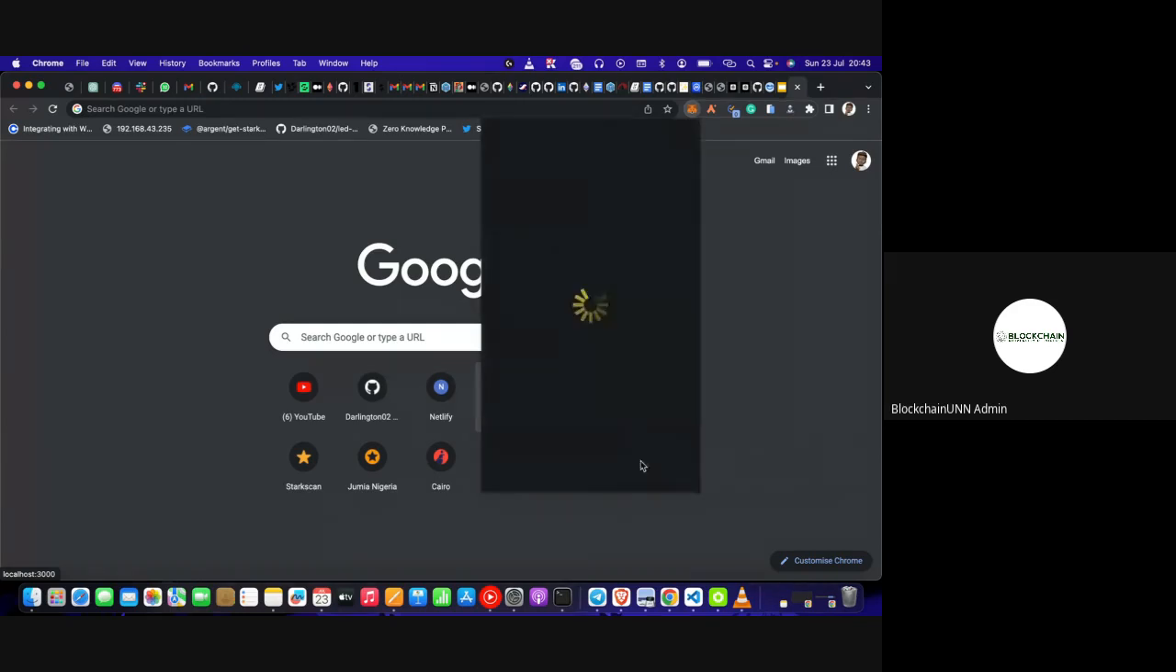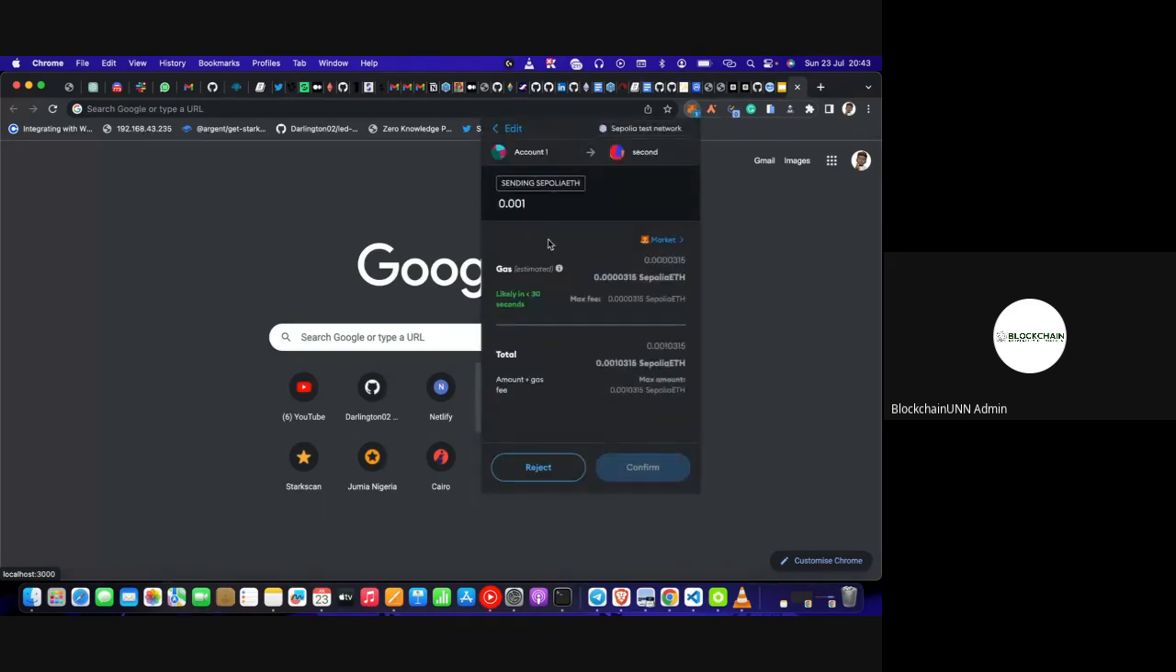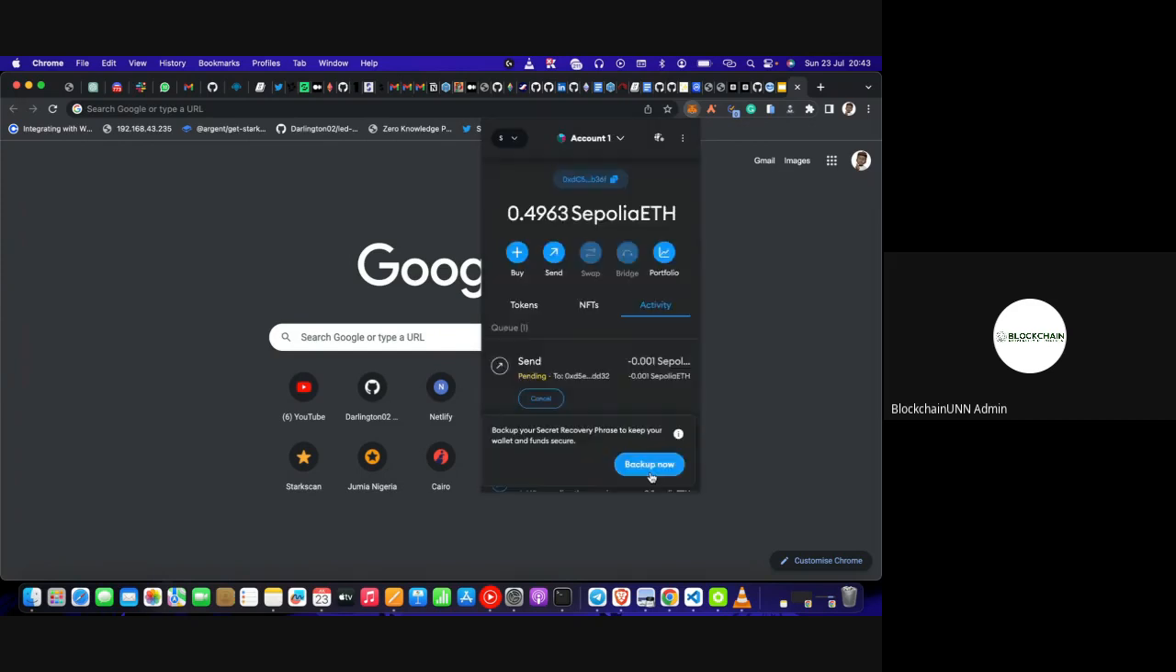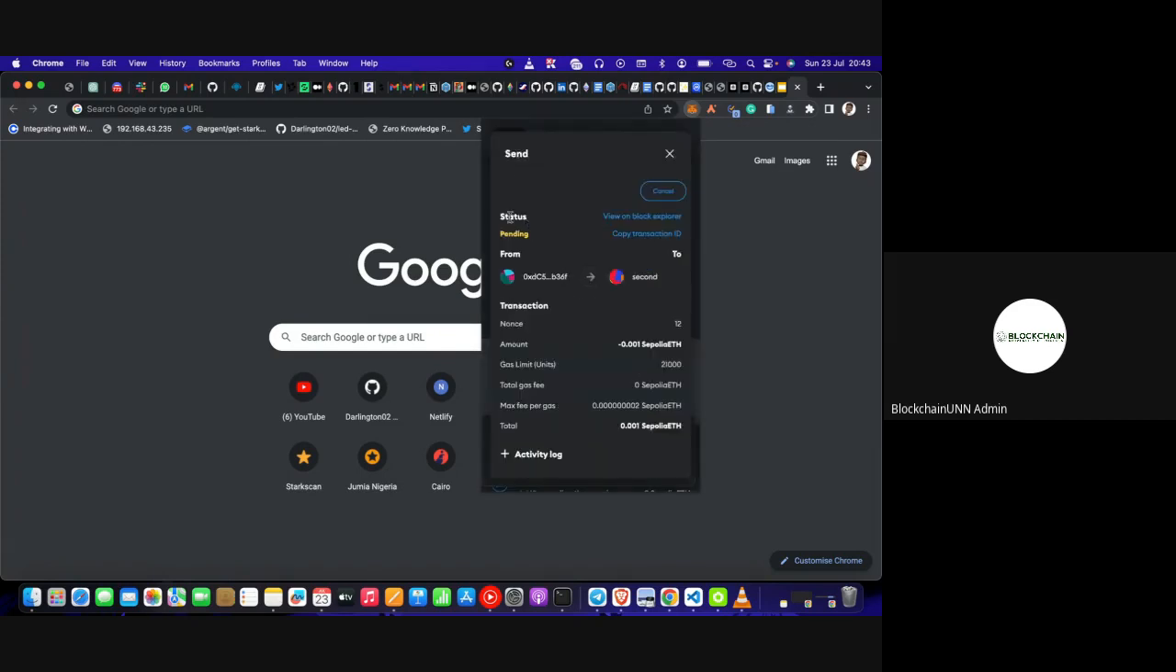So we're going to click on next. And as you can see here, it gives me confirmation. I'm sending 0.001 Sepolia ETH, and this is the estimated amount of fee I'm going to pay for this transaction. This is the total number of ETH that will be deducted from my wallet. Now, I'll simply click on confirm, and as you can see here, a new transaction is initiated.